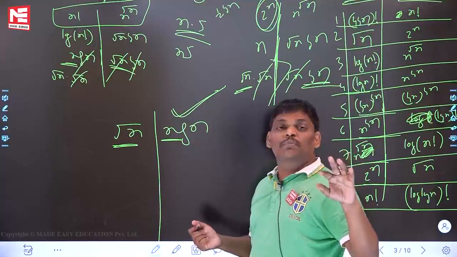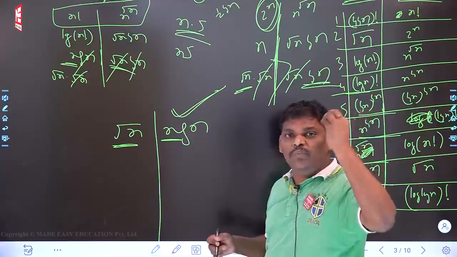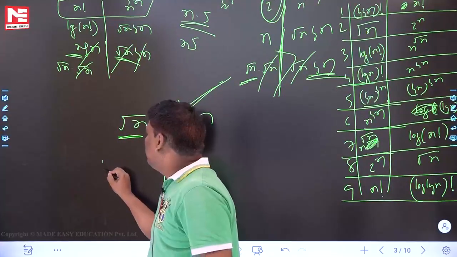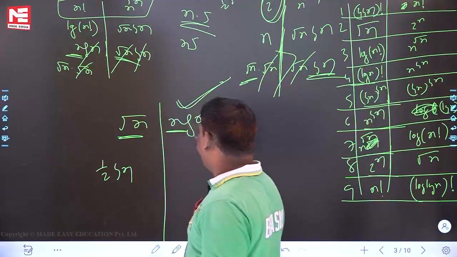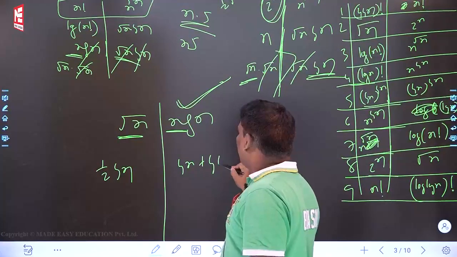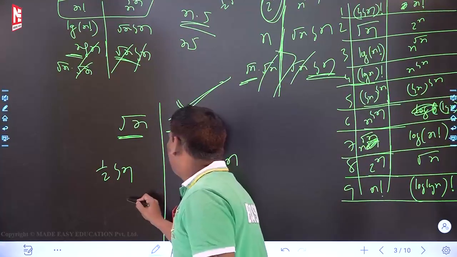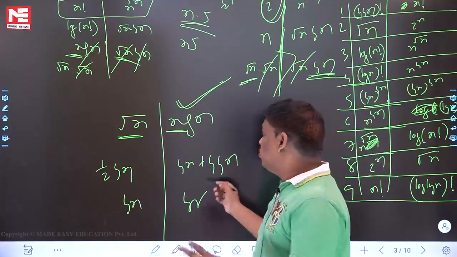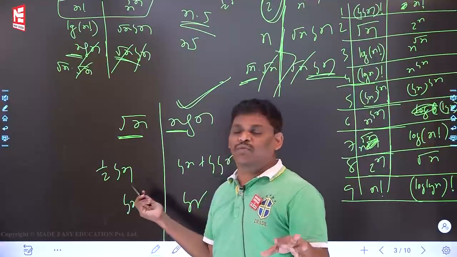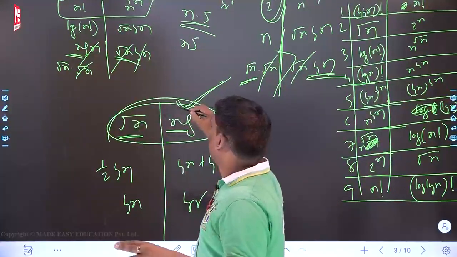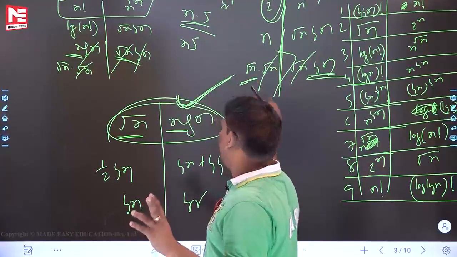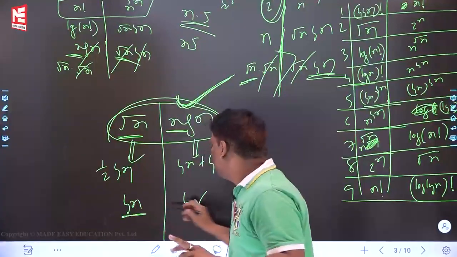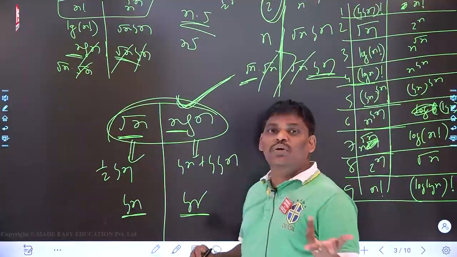Some people don't want to use their brain at all. What they will do is apply log on both sides. If you apply log here, what is the answer? 1 by 2 log n. On the other side, log n plus log n. If you forget about a small thing, it is log n and log n. Both are looking equal. Please be careful. Everyone knows root n and n log n, n log n is bigger. If you apply log blindly, this is the problem. This became log n, this also became log n. Both are looking like equal.